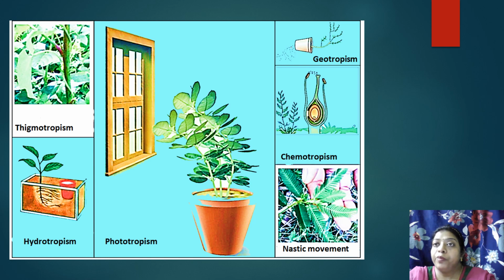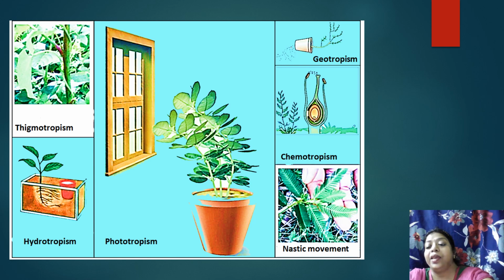The last movement will be the nastic movement. What is this nastic movement? The nastic movement can be defined as a non-directional movement of plants, especially in response to external stimuli. The external stimuli are the light, the temperature, and all the other factors. The nastic movements can again be divided under two heads. The first division will be the epinasty, and the next division will be the hyponasty.